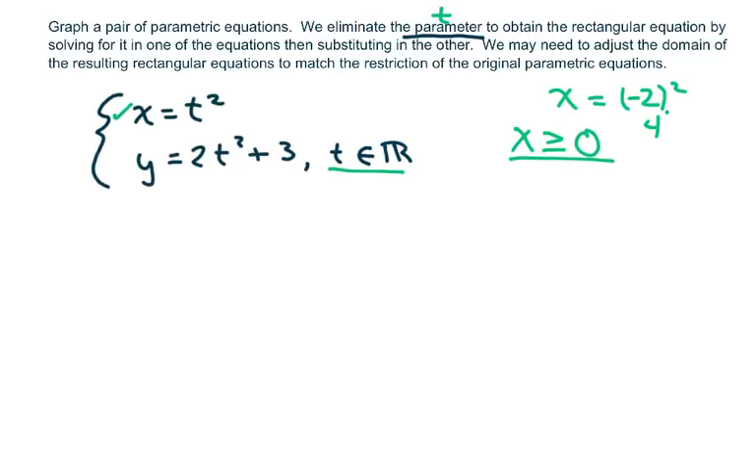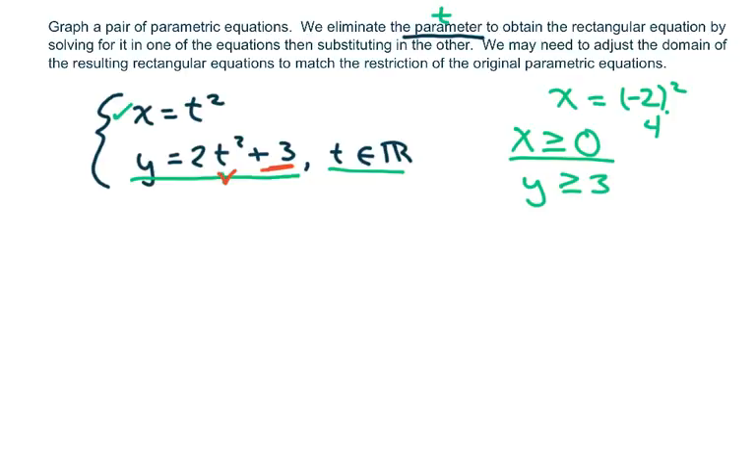And also we're going to have that y, look at this, since x has to be greater than or equal to 0, y has to be greater than or equal to 3. Because if I plug in 0 for the t, then I'm starting at my y-intercept, which is 3.